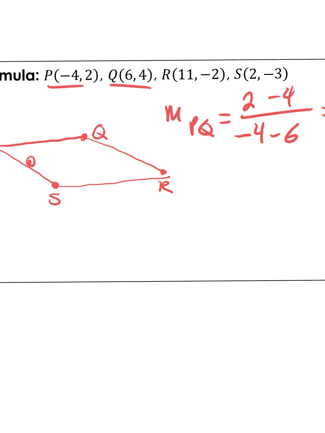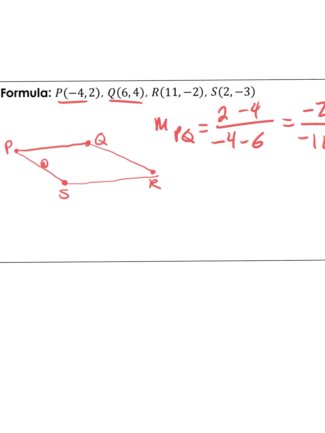So negative 4 minus 6, that comes out to negative 10. And then on top, it comes out to what? Negative 2. So let's call this then 1/5. All right? So a negative divided by a negative comes out to a positive.